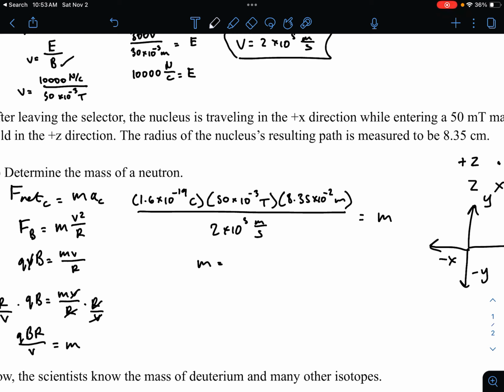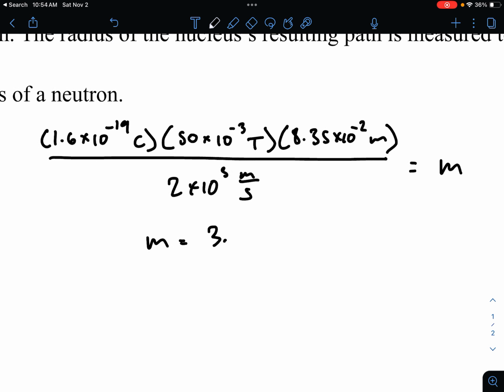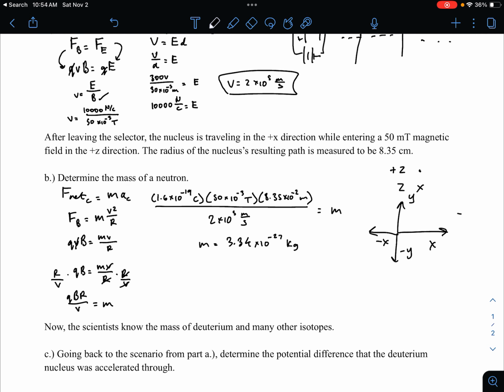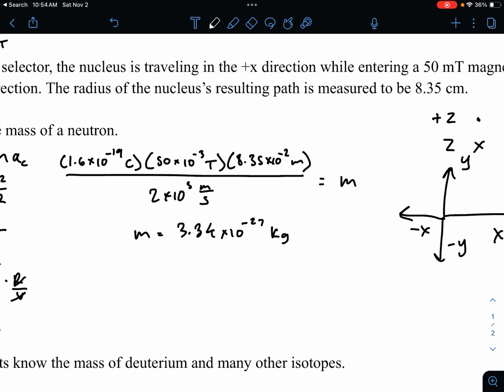Times 8.35 times 10 to the negative second. Divide that by 200,000. I messed up somewhere. I think I got 3.34 times 10 to the negative 27 kilograms. Now, this is the mass of the deuterium nucleus, right? I solved the mass for the whole thing, but I want to find the mass of a neutron.